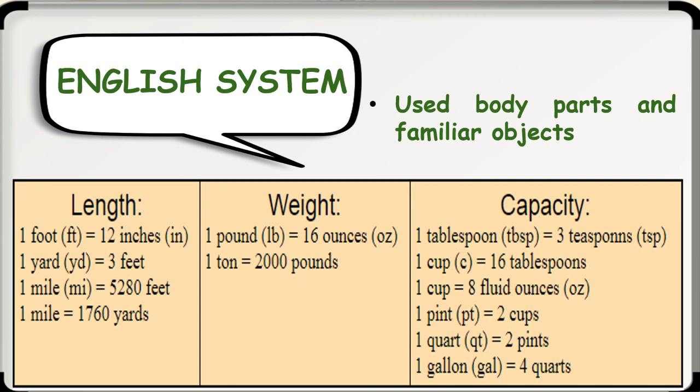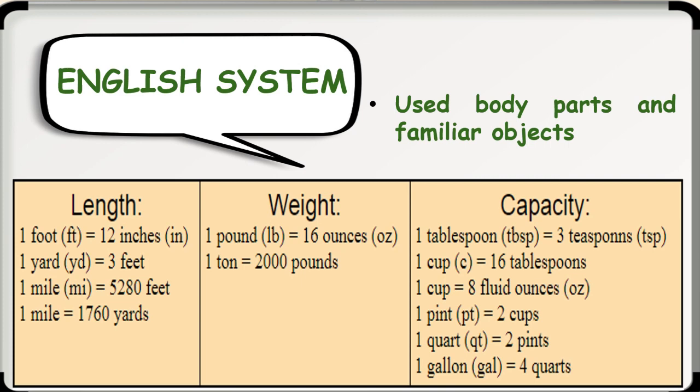For length, 1 foot is 12 inches. 1 yard is 3 feet. 1 mile is 5,280 feet. Also, 1 mile is 1,760 yards. For weight, 1 pound is 16 ounces. 1 ton is 2,000 pounds.